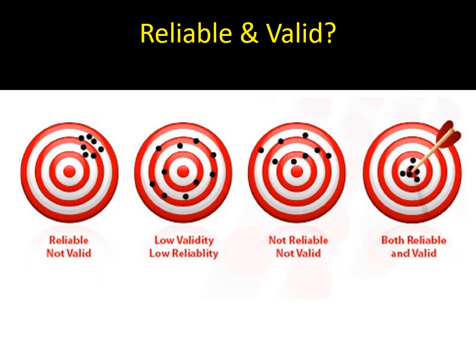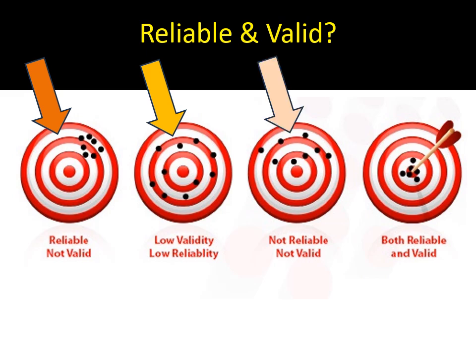So we want our studies to be reliable and valid. So this very first arrow here and this target, well, it's reliable because you got the same answer every time, but it's not valid because it completely missed the mark of what you were trying to test. The second one has very low validity and very low reliability because you're all over the place. You missed what you were trying to test and it wasn't reliable. The next one also is not very reliable and not very valid. You missed the mark and it's kind of all over the place.